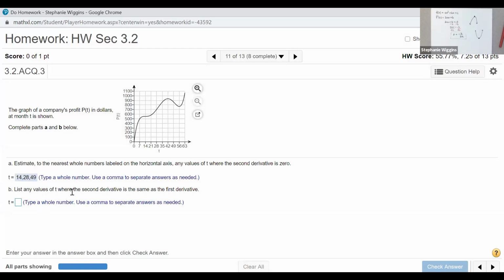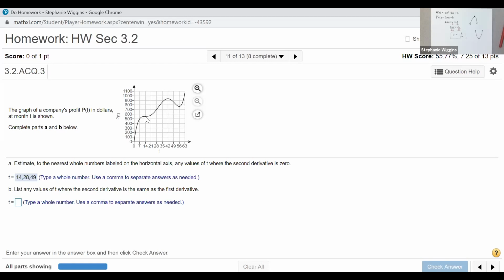All right, now we're going to list any values of t where the second derivative is the same as the first derivative. All righty. Well, the second derivative is, again, having to do with concavity, and the first derivative has to do with increasing or decreasing. So we're really looking at the sign because we can't calculate the first derivative or the second derivative. We're just looking at the sign. So let's go along the curve here. This is concave down, so the second derivative is negative. And the first derivative here is positive because it's increasing. So all along this piece, the first derivative is positive and the second derivative is negative. So there's no point on that curve that I'm going to include, where the first and second derivative are the same, because one is positive, one is negative.